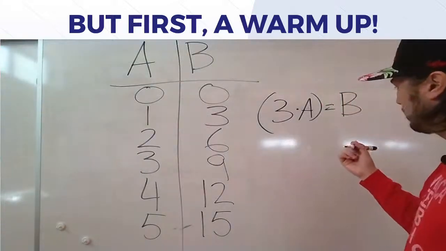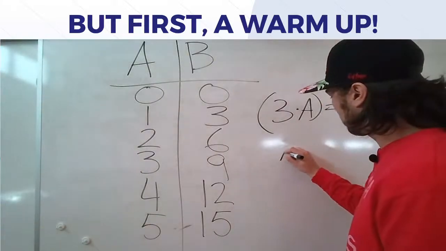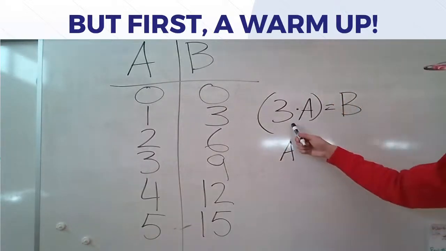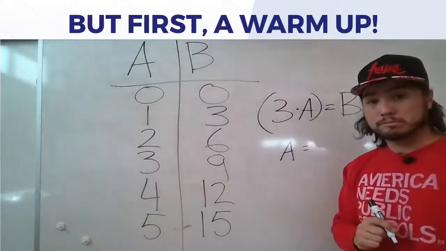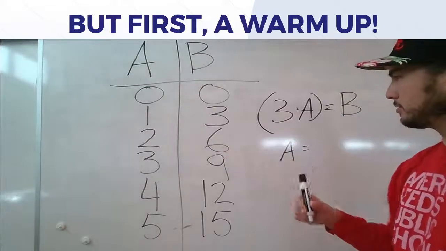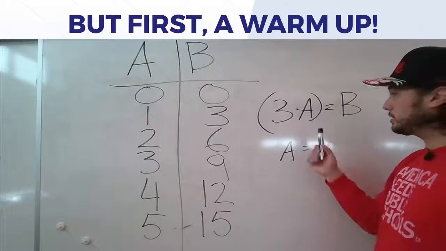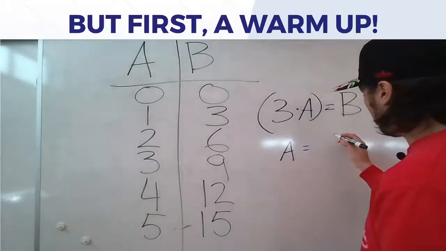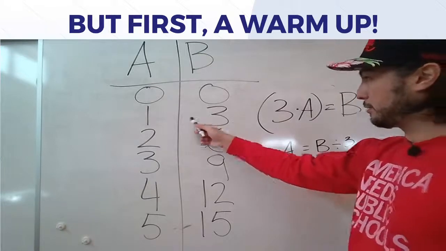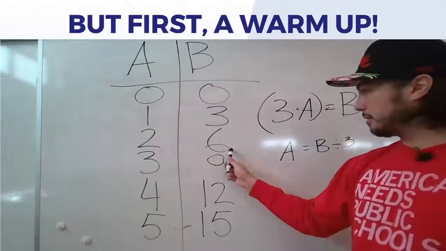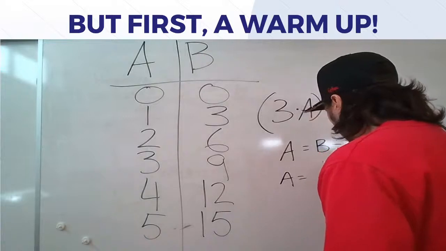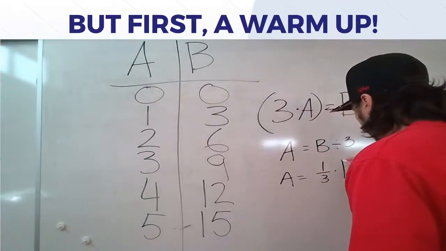What if we wanted A by itself? What's our inverse operation to multiplication? How do we get from 3 back down to 1? 6 back down to 2, right? Our inverse operation of multiplication is division. So we could do B divided by 3, right? 3 divided by 3 is 1. 6 divided by 3 is 2. Or another way of saying that is A equals 1/3 times B.